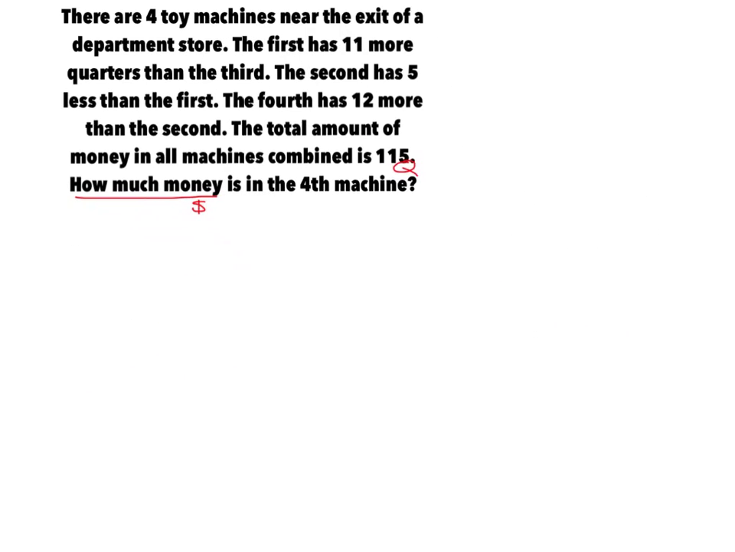Okay, there we go. There are 4 toy machines, so we need 1, 2, 3, 4, and the total number of quarters is 115. From that first read through, can you tell which one is going to be X? The third one, right. The first has 11 more quarters than the third, and we don't hear anything else about the third in the rest of the problem that lets us know what it is. So we'll put an X.